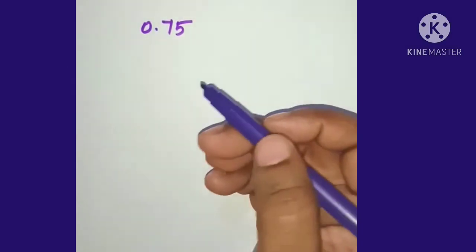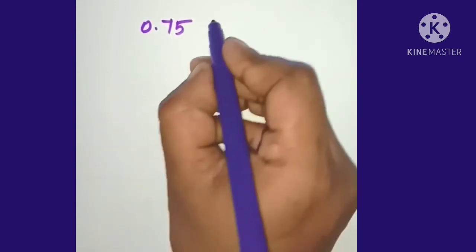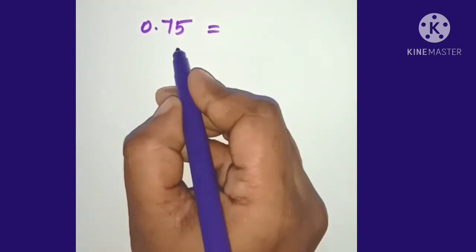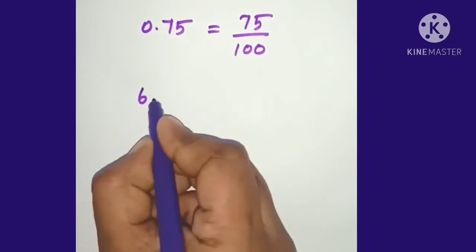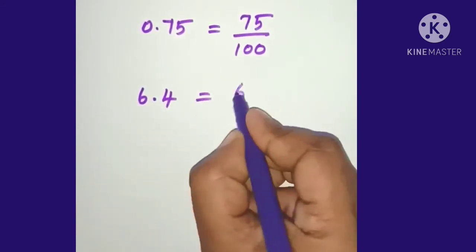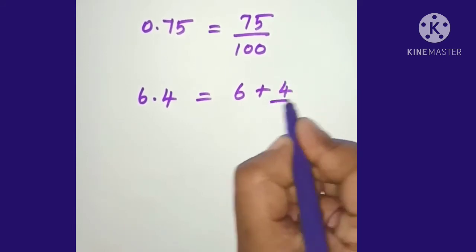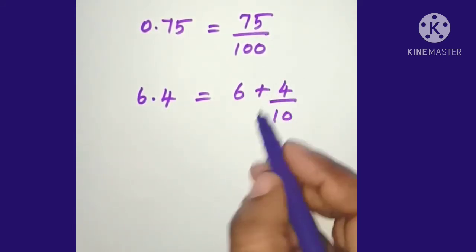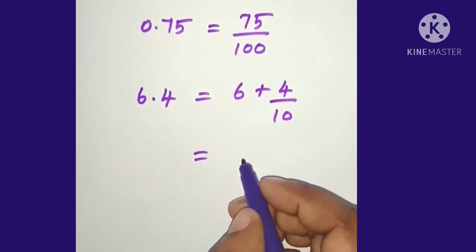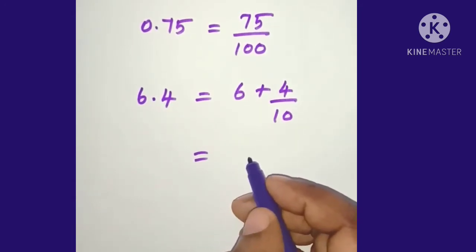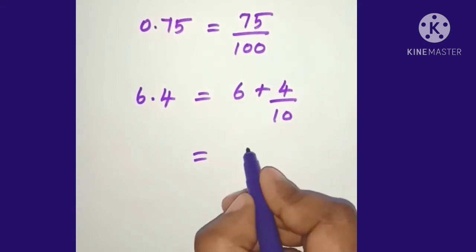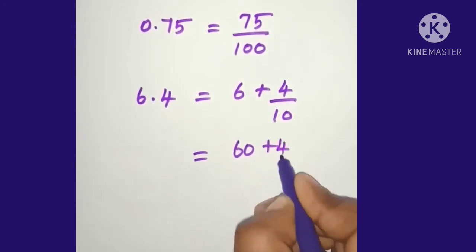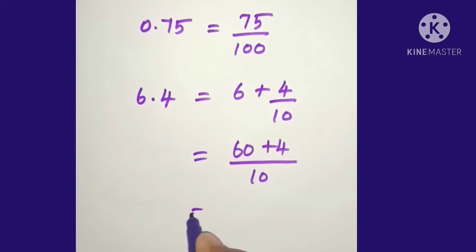Students, write the following decimals as fractions. Here 0.75 can be written as 75 hundredths, that is 75 by 100, and 6.4 is 6 and 4 tenths, that is 4 by 10. And here this is the expansion. Now we are going to write the fraction, and also make the denominator 10 or a multiple of 10. So here taking LCM we get 60 plus 4 by 10, which is 64 by 10.